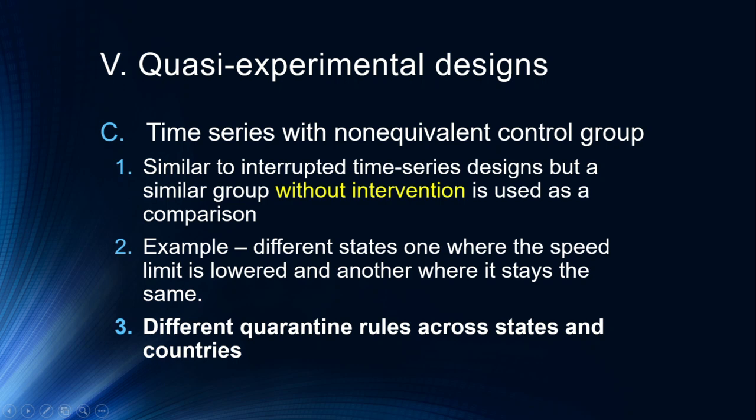You obviously want to try to find two states that are as similar as possible in terms of weather, in terms of proportion of interstate highways. I mean, there's a lot of things you would have to think about in terms of looking at this kind of quasi-experimental design.